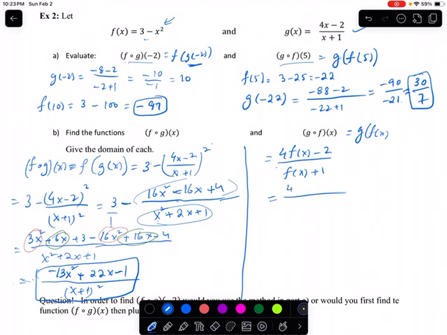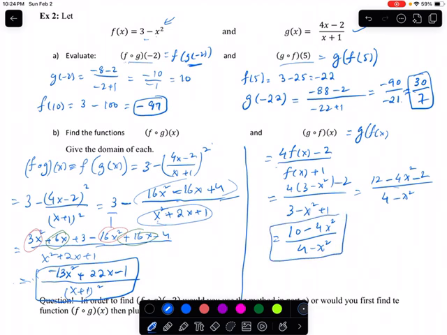But f of x is what? 3 minus x squared, minus 2, and the bottom is 3 minus x squared plus 1. Simplify. The top is going to give me 12 minus 4x squared minus 2, whole divided by 4 minus x squared. Simplify. We get 10 minus 4x squared over 4 minus x squared. So this will be the function.